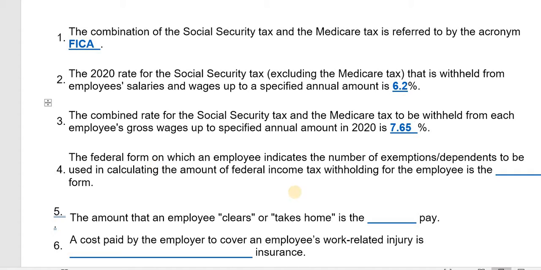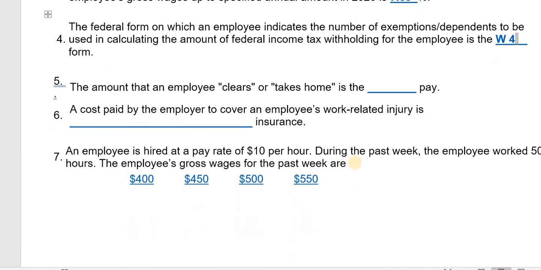Number 4, the federal form in which an employee indicates the number of exemptions and dependents to be used in calculating the amount of federal income tax withholding is the W-4 form. Number 5, the amount that an employee clears or takes home is called what? It's called the net pay.